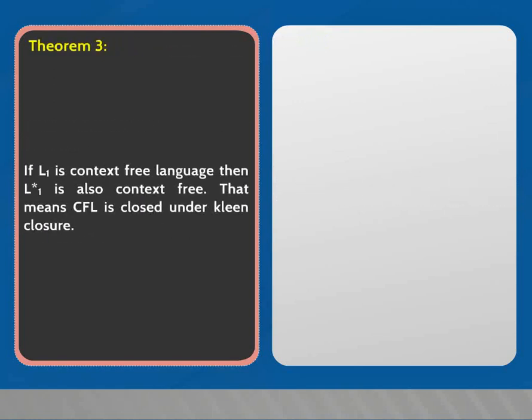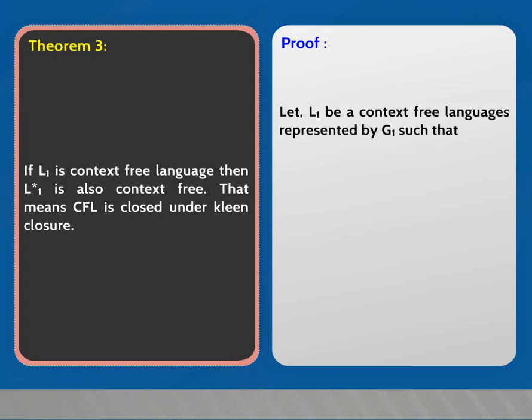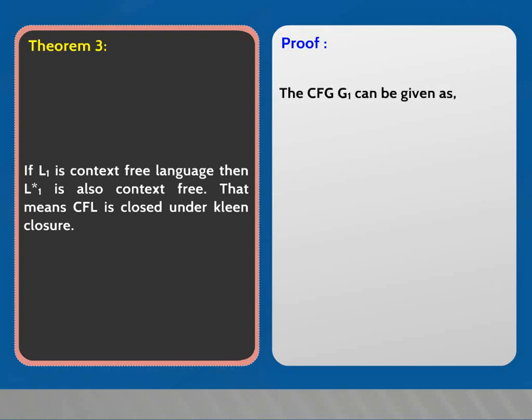Theorem 3. If L1 is a context-free language, then L1 star is also context-free. That means CFL is closed under Kleene closure. Proof. Let L1 be a context-free language represented by G1 such that G1 generates L1. The CFG G1 can be given as G1 is equal to (V1, Σ, P1, S1), where S1 is a start symbol.